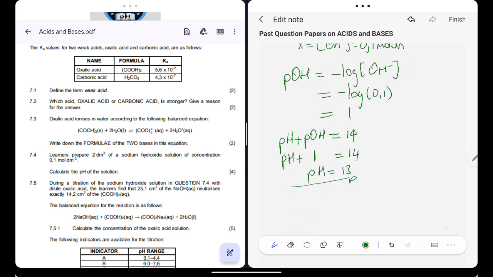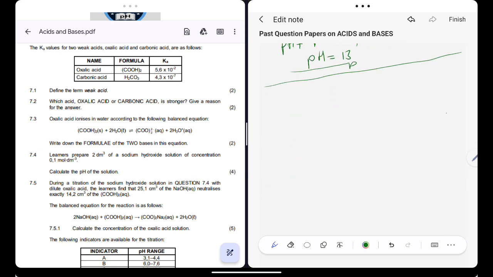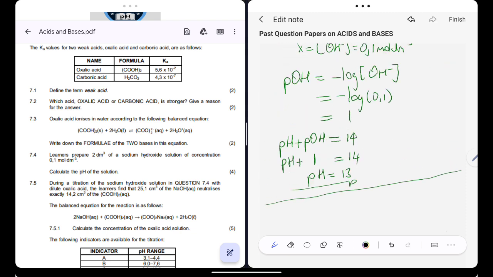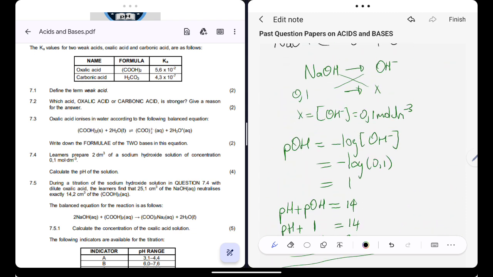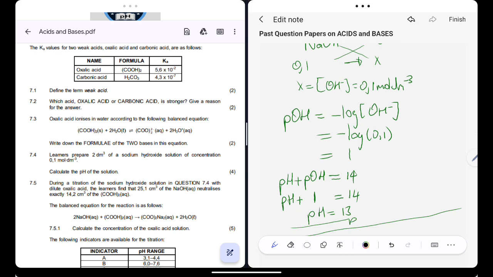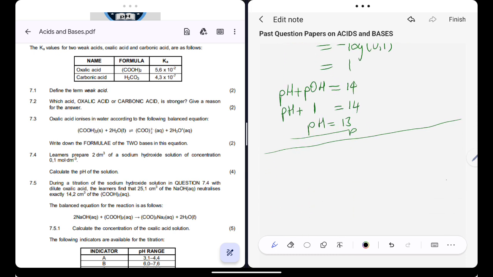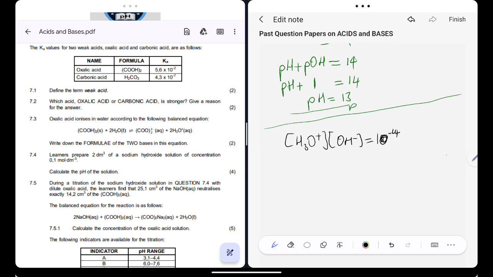But there is another way. There is another way. Let me show you another way right now. Remember that we calculated the concentration of the OH ions to be 0.1, right? We can use the ionization constant of water. H3O plus multiplied by the OH minus is always 10 to the power negative 14.